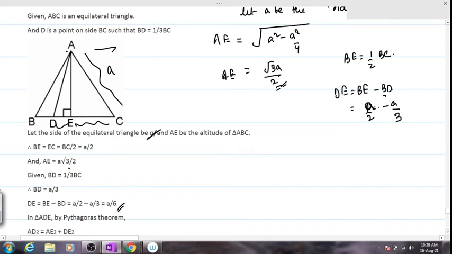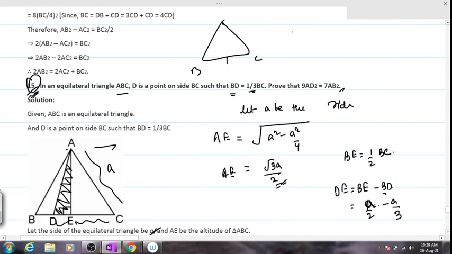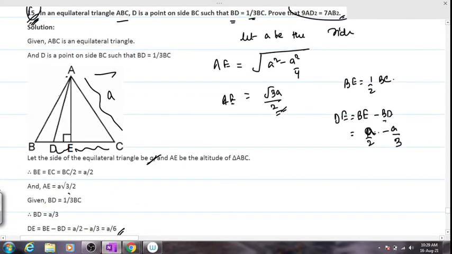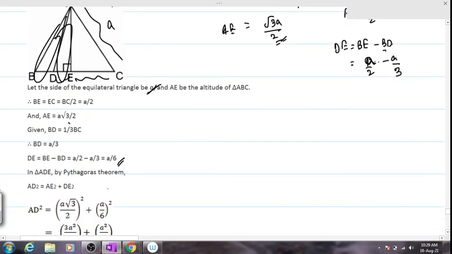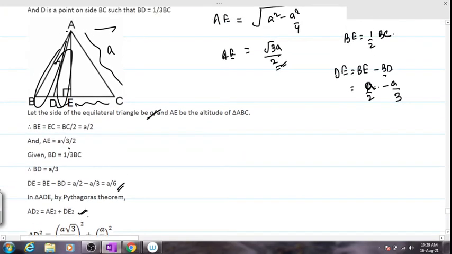Now what you do is that you apply Pythagoras theorem in this small triangle. You'll automatically get what you're asked to prove. To prove this, right? AD and AB is required. You get the answer in terms of A out here. You apply Pythagoras theorem out here and tell me if you're getting the answer or not. I'm pausing the video so that you can try it out.